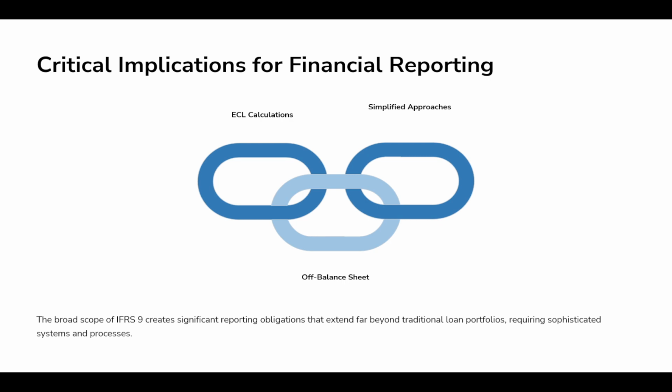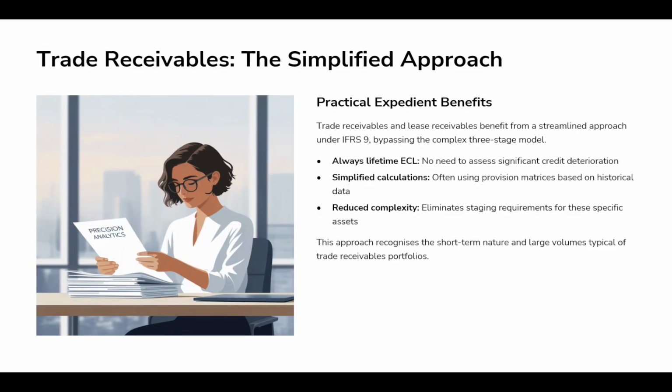Why is this important? Because institutions must apply ECL to every in-scope instrument, even for undrawn commitments and guarantees. For trade receivables and lease receivables, IFRS 9 allows a simplified approach where lifetime expected losses are recognized without staging.